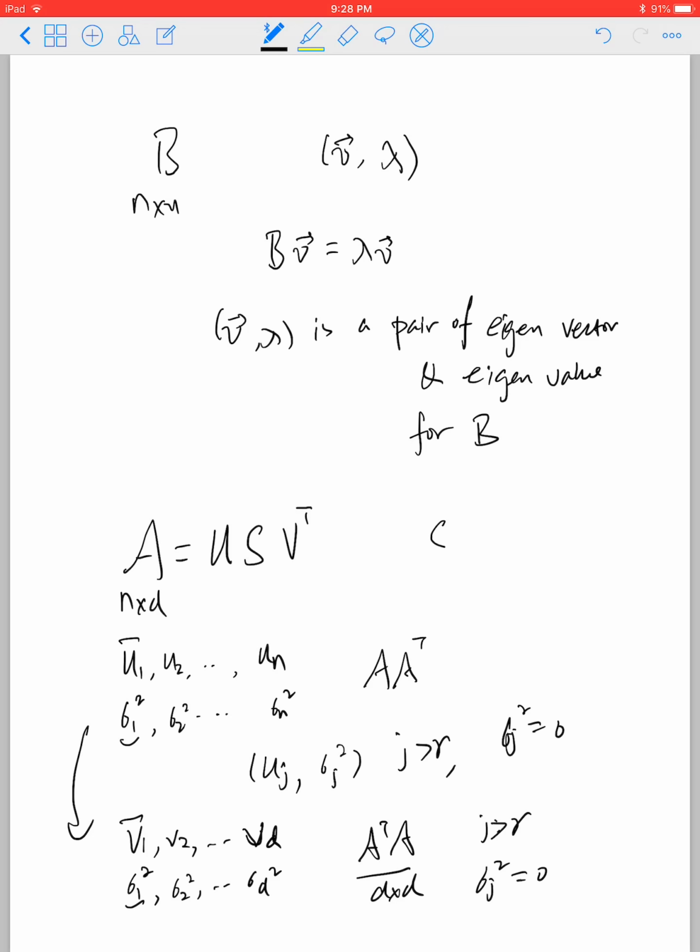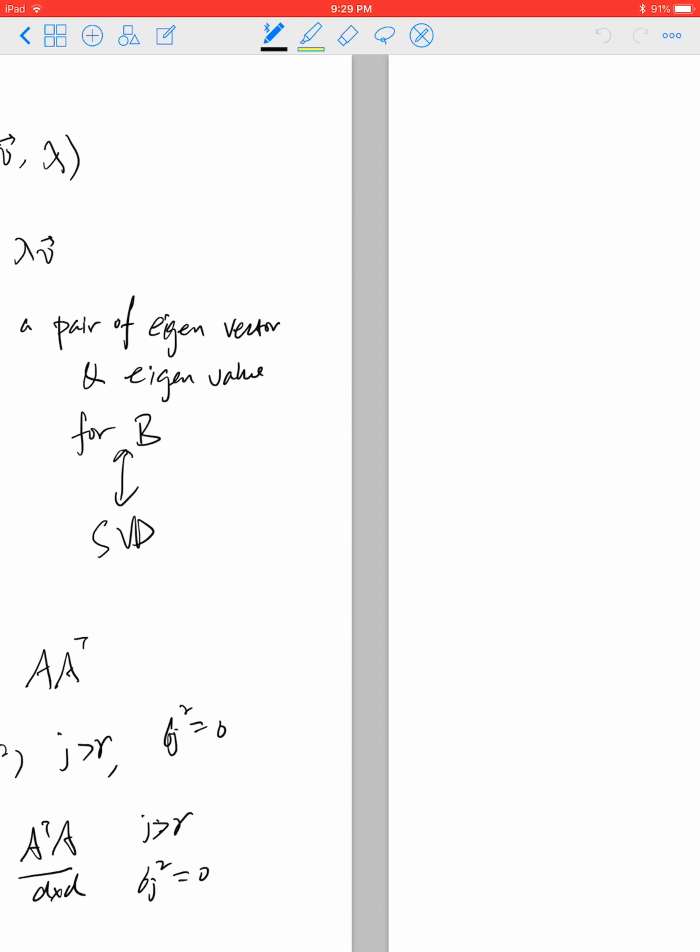Of course, when the index of the singular values is bigger than r, so if we write it like this, if we consider the pair of Uj and sigma j squared, if j is bigger than r, then sigma j squared is simply 0, because there are only r singular values in total. If j is bigger than r, we can just use 0 to represent the corresponding singular values.